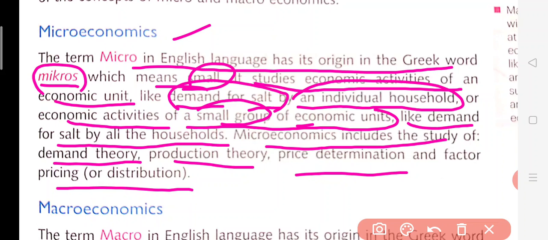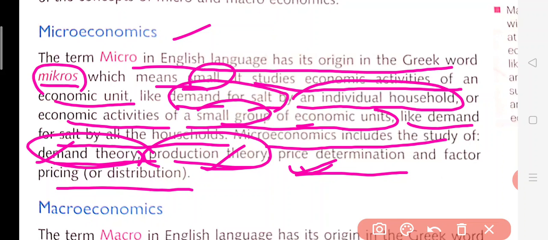Microeconomics includes the study of demand theory because there is definitely demand for salt, since they have given the example of salt. Then production theory: the firms which manufacture salt are going to supply. So who is demanding? We are demanding. Who is supplying? Production firms, meaning companies. According to this demand and supply, a price is determined.